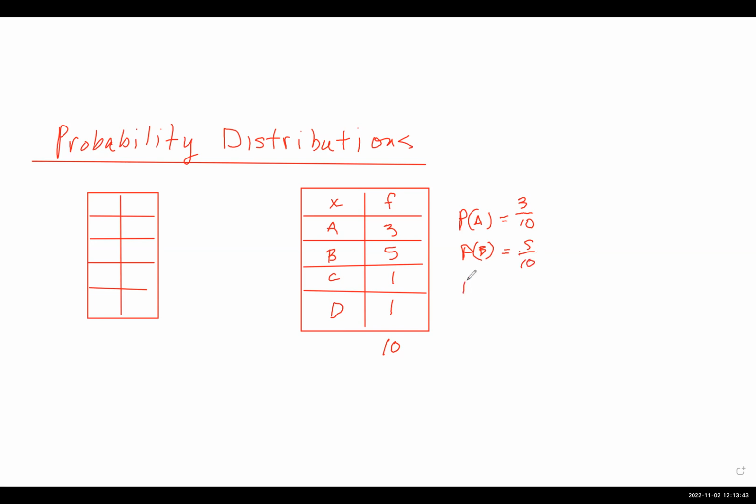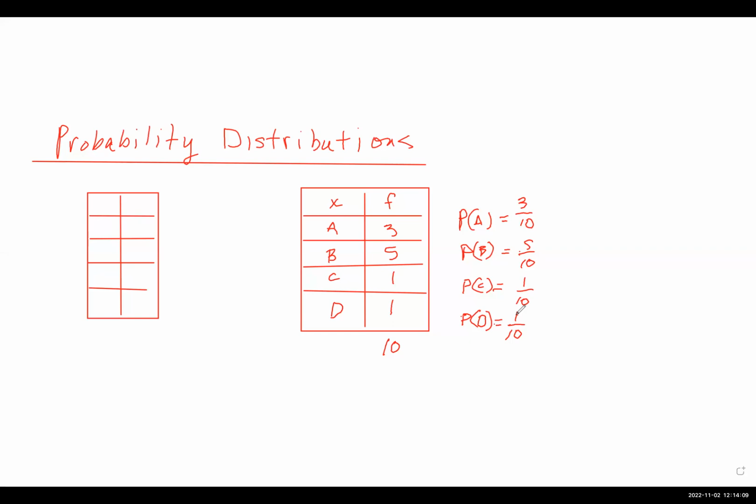And you can see where I'm going with this. What are the last two probabilities? 1 over 10 and then 1 over 10 again. Okay, very good. So that was a frequency distribution. And out to the side here, we just used that data and the frequency distribution to calculate some probabilities.